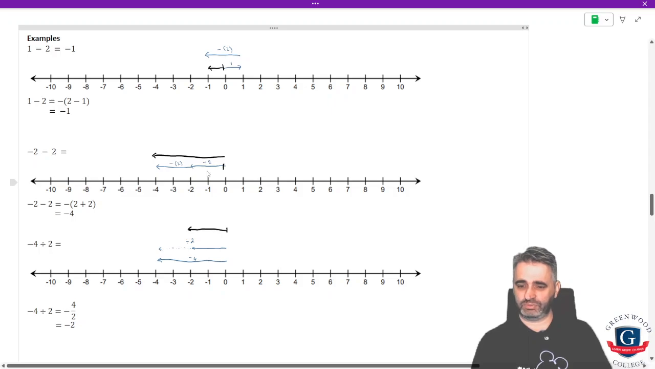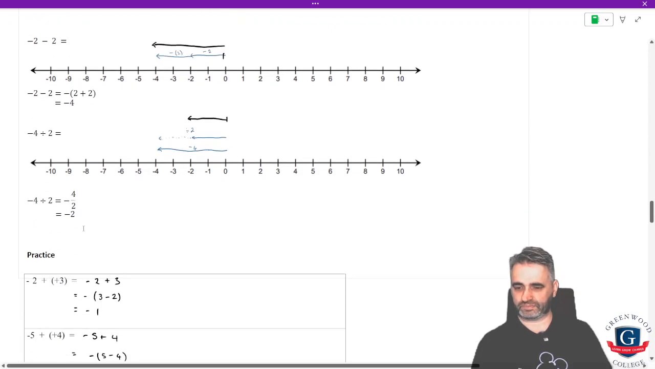Negative 2 take 2. Negative 2 take another 2 will give us negative 4. These are both negative. Take the negative sign outside and add them. Negative 4. Negative 4 divided by 2. Take the 4 vector, change its direction, and then halve it. That will give you negative 2. Negative 4 on 2 is the same as negative 4 on 2. 4 divided by 2 is simply 2. The answer becomes negative 2. So rather than having the negative attached to the 4, we've just stuck it out the front, because we know that the answer is going to be negative for this sum.